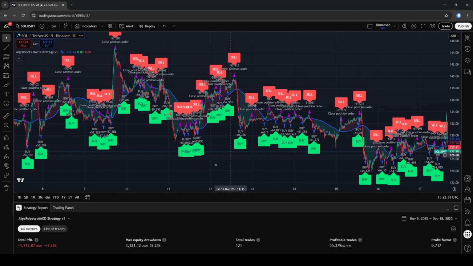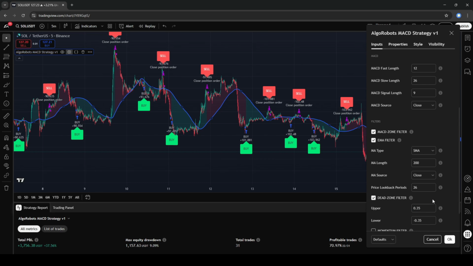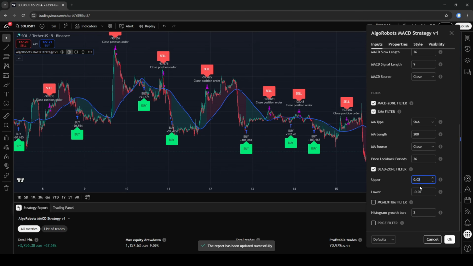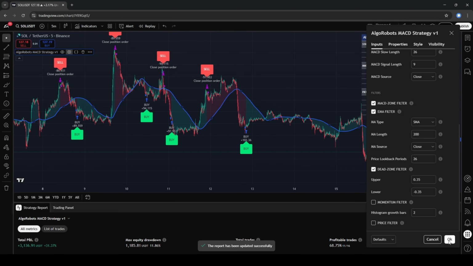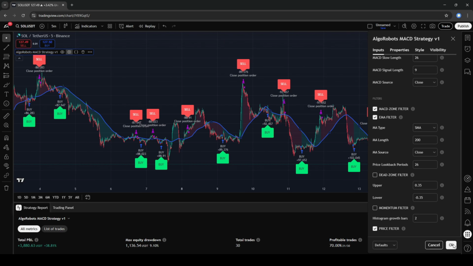Now that we clearly understand what the MACD indicator is, its main components, the core strategy, and the optional filters, it's time to move to the most important part, the real testing results. We started by testing different configurations on each trading pair. The first example is SOL USDT, using the 5-minute time frame on Binance Spot.